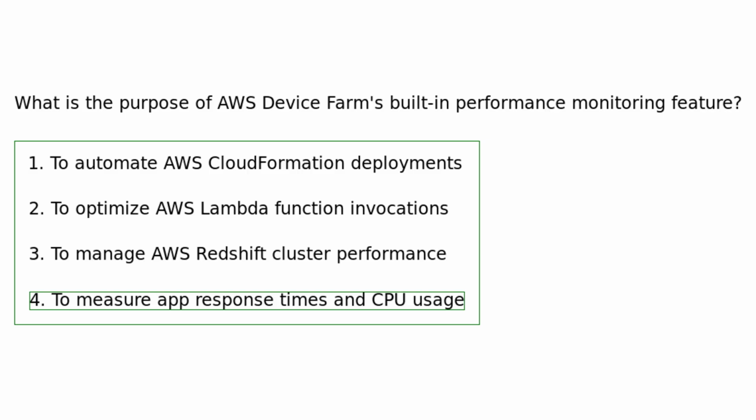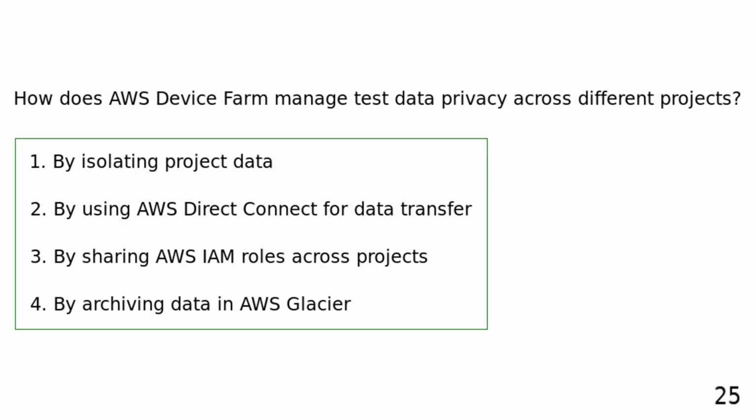AWS Device Farm's built-in performance monitoring feature measures app response times and CPU usage during test runs, providing developers with insights into application performance and identifying areas for improvement. How does AWS Device Farm manage test data privacy across different projects?